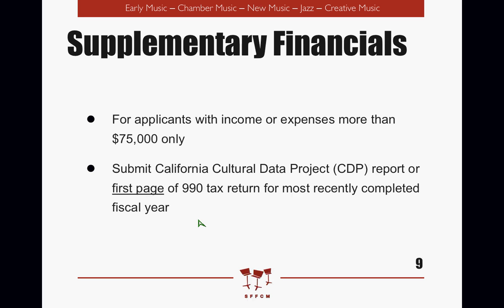But if you are in a situation where you do have a budget of over $75,000, we ask that you submit a California Cultural Data Project report, which, if you submit an application to the San Francisco Foundation or Grants for the Arts or a number of other organizations in the Bay Area, you have to complete that anyway. So we would ask you to submit that report. Or if that's not available, or you don't do a CDP report, we ask that you submit the first page of your 990 tax return for the most recently completed fiscal year.